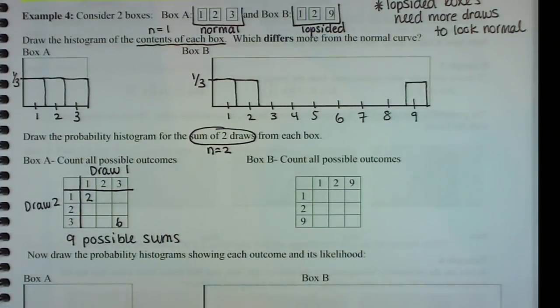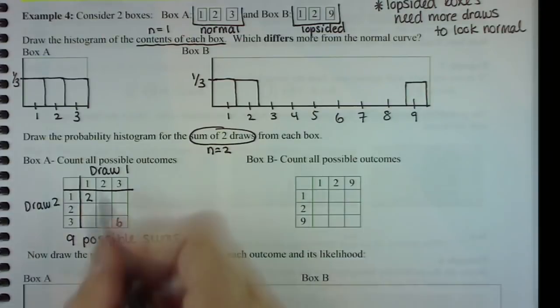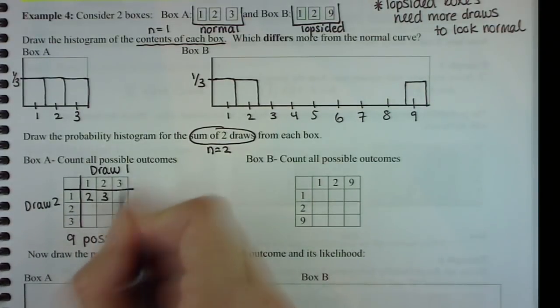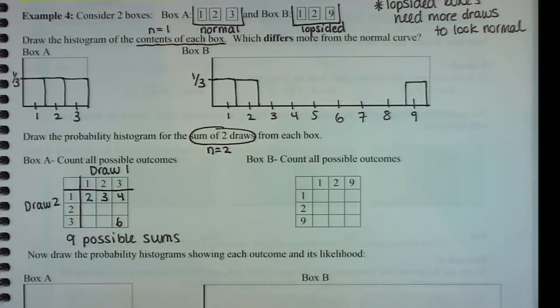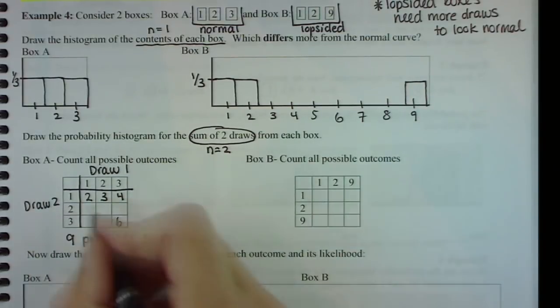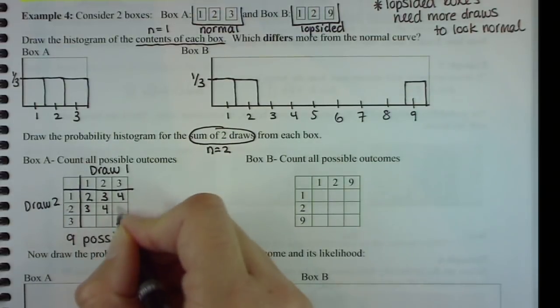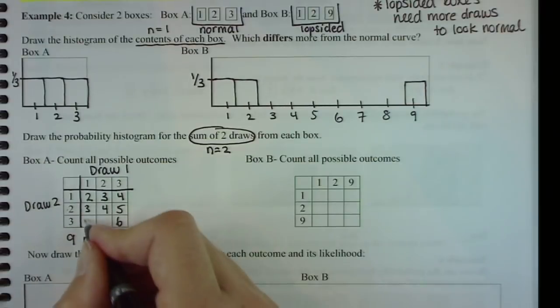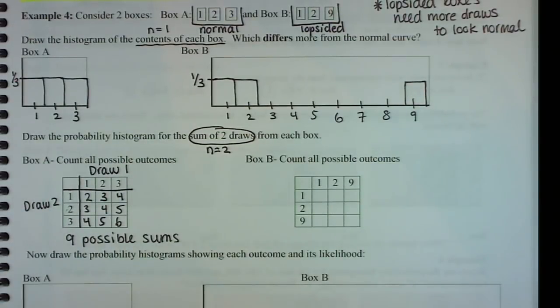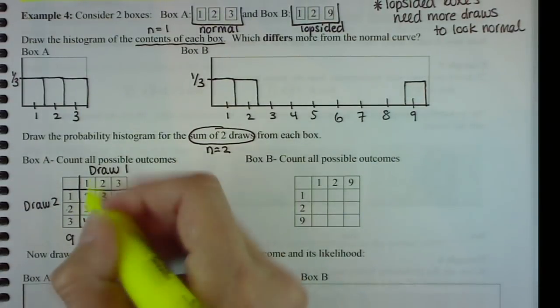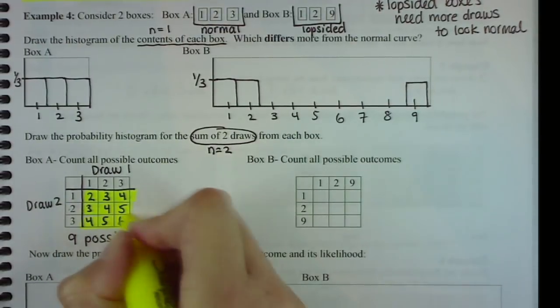9 possible sums. So I could get a 2 and a 1, which would be 3. I could get a 3 and a 1, which would be 4. I'm just adding together the 2 numbers. I could get a 1 and a 2, which would be 3, a 2 and a 2, which would be 4, a 2 and a 3, which would be 5, etc. So here are my 9 possible sums.